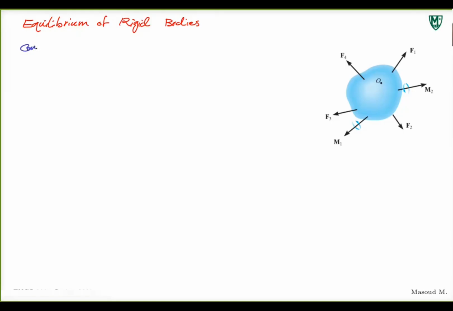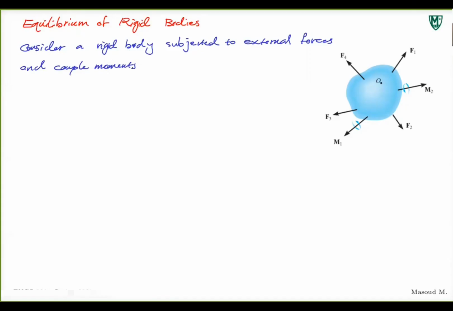So let's put it this way. Consider a rigid body subjected to external forces and couple moments. Those moments are free vectors and can be anywhere, while forces are applied to specific points.